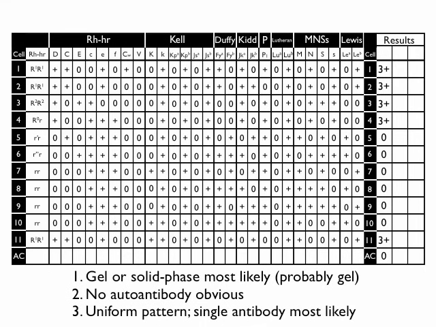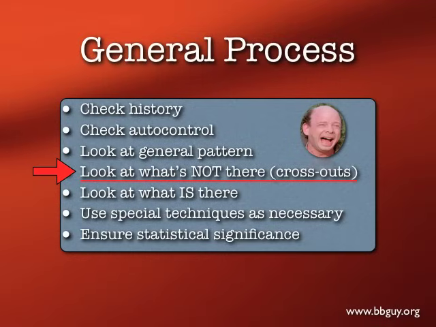Okay, so now that we've looked at the general pattern, we have a basic idea where we're going. Let's look at what's not there. That may seem a little counterintuitive. Some of you may be used to saying, okay, well, I've seen kind of what's there, now let me try and fit something together. I really would advise you against that. In my opinion, the best way to do these things, and the way I was taught, is to look at what is not there. Let's do crossouts. And here's how you do crossouts.